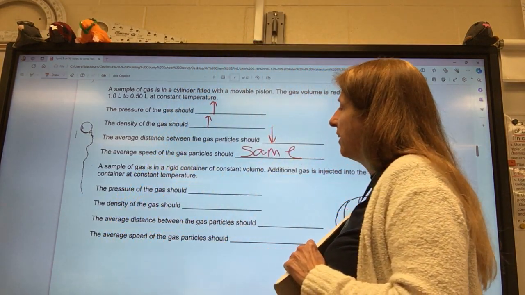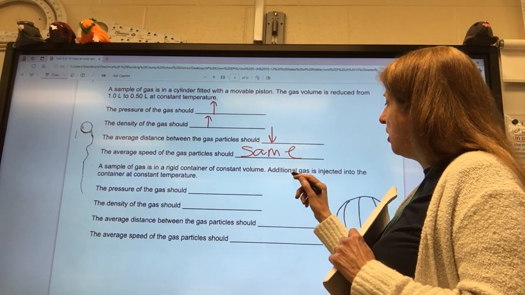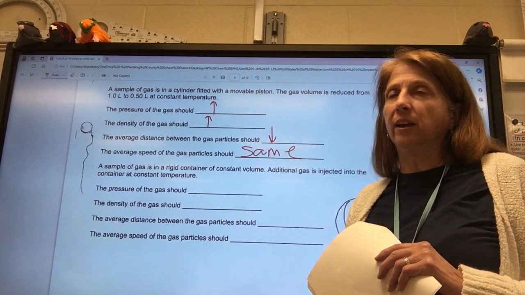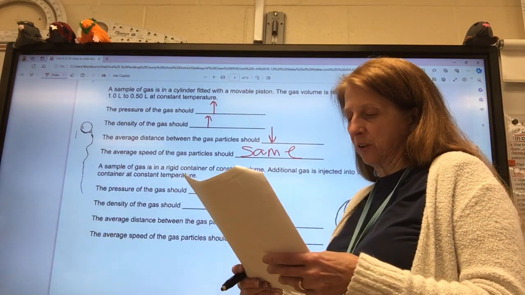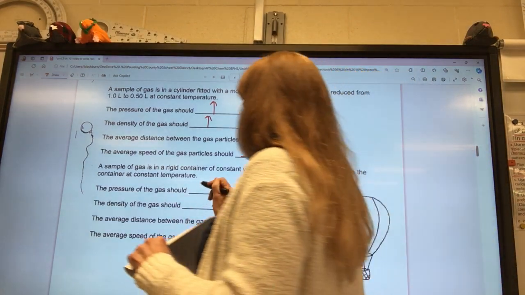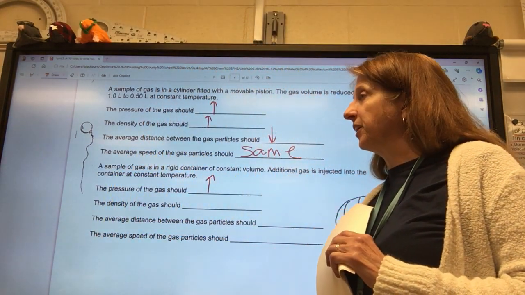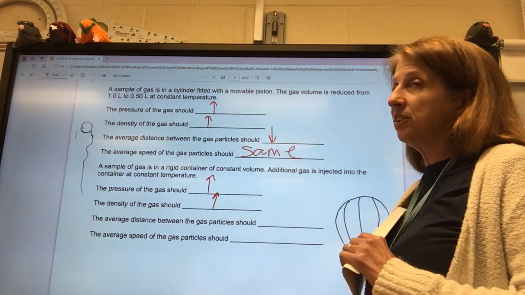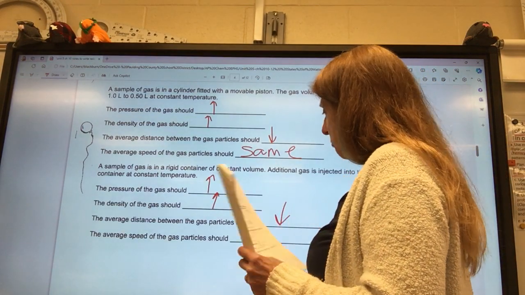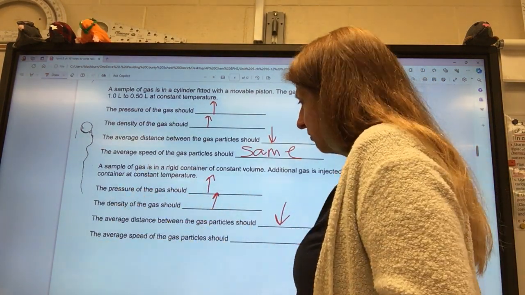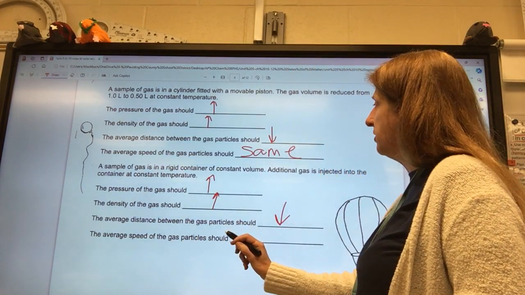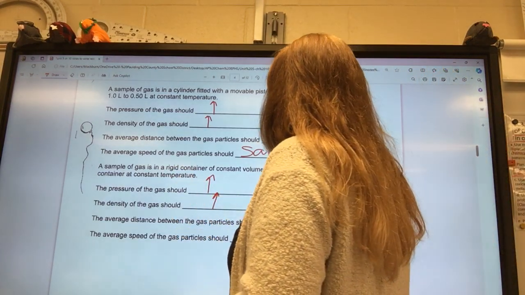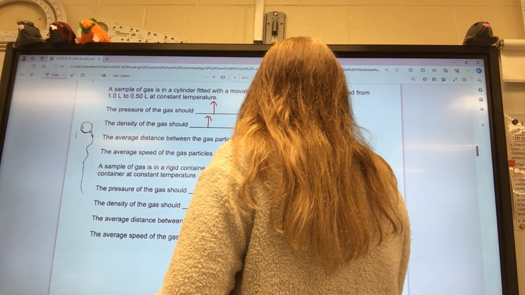Good. A sample of gas in a rigid container at constant volume. Now we're putting extra gas injected into the container. Okay, putting a little more in. So what's going to happen to the pressure if we squirt a little more gas in there? Increase, right. What about the density? What's it going to do? It's going to increase. We got more molecules in there now. The average distance should decrease. They're closer. There's more molecules in there, like people in a concert. And notice that it's constant temperature. So what's going to happen to the speed? It's going to be the same. Very good.